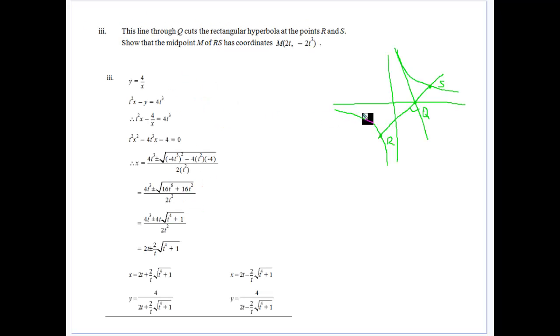Now we've got that equation of the line through Q that's perpendicular, and we're told that it cuts the hyperbola at R and S, so it must cut the hyperbola twice, and we want to show that the midpoint of RS has those coordinates. Now that is going to be a little bit tricky, because we've got to solve these two simultaneously, the equation of the hyperbola and the equation of the line through Q. So if we do that, we've got y equal to 4 on x, so we substitute it in, and we get a quadratic. So it's not going to factorise nicely. So we go to the quadratic formula, which isn't pretty.